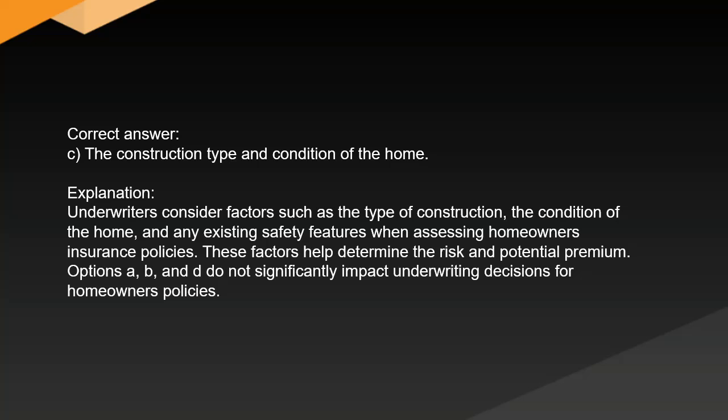Correct answer. C. The construction type and condition of the home. Explanation. Underwriters consider factors such as the type of construction, the condition of the home, and any existing safety features when assessing homeowners insurance policies. These factors help determine the risk and potential premium. Options A, B, and D do not significantly impact underwriting decisions for homeowners policies.